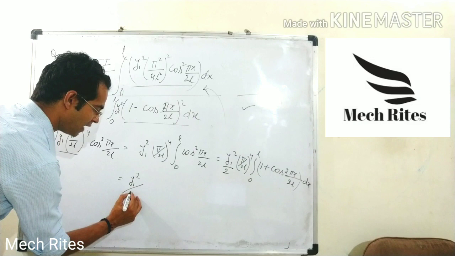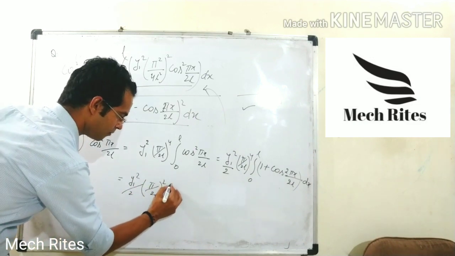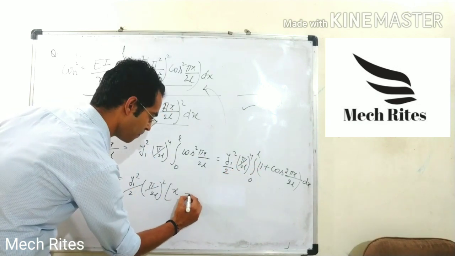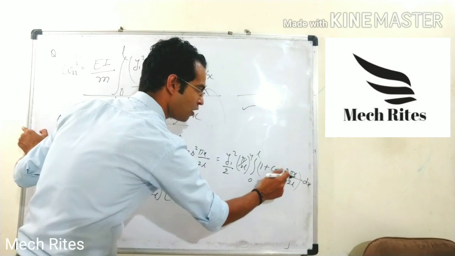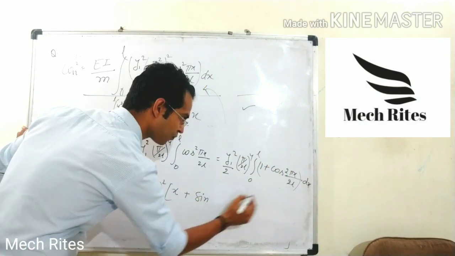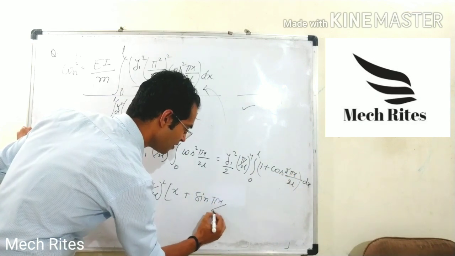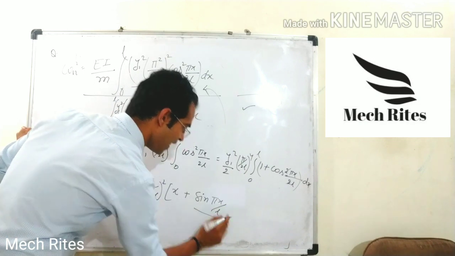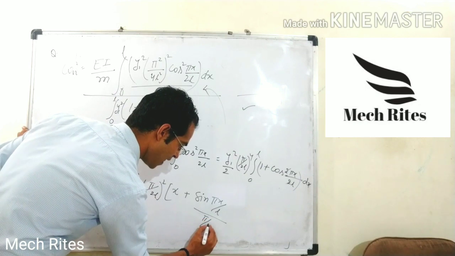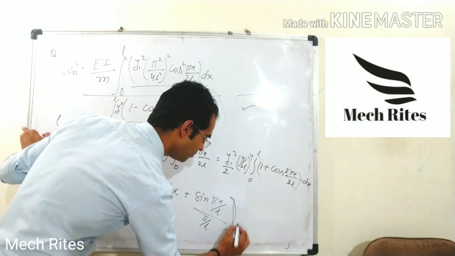y1 square by 2, pi by 2L to the power 2, integration of 1 will be x, plus integration of cos theta will be sin theta, so sin 2 pi x by 2L, and the 2 and 2 will be cancelled: sin pi x by L. Since x is multiplied with pi by L, I will divide by pi by L, and 0 to L will be the limit.